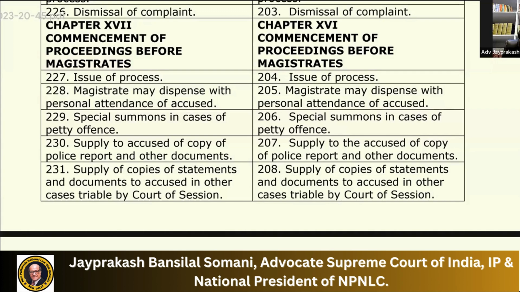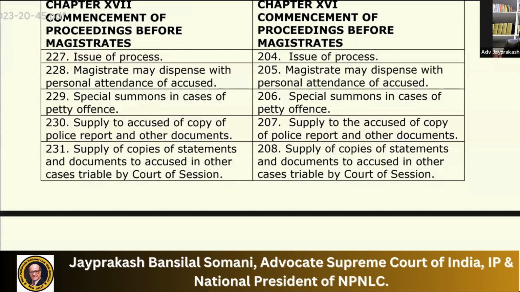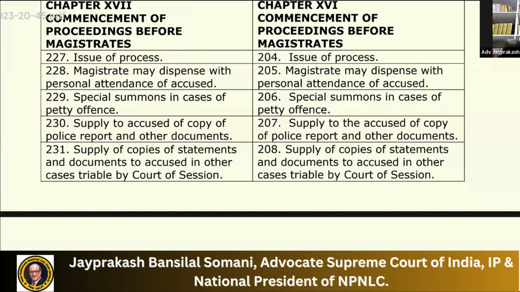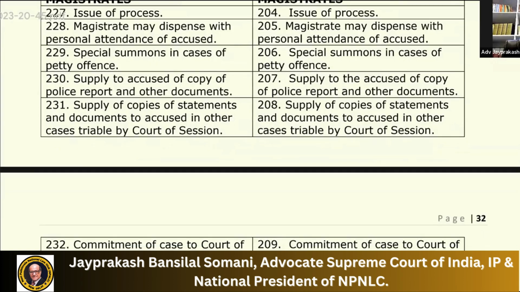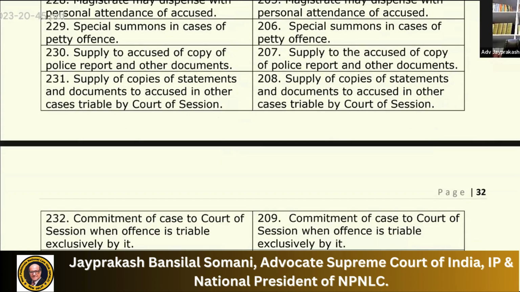BNSS section 229, special summons in cases of petty offences. Its earlier section was CrPC 206. BNSS section 230, supply to accused of a copy of police report and other documents. So the earlier section was CrPC 207. BNSS section 231, supply of copies of statements and documents to accused in other cases triable by Court of Session. Its earlier section was CrPC 208.